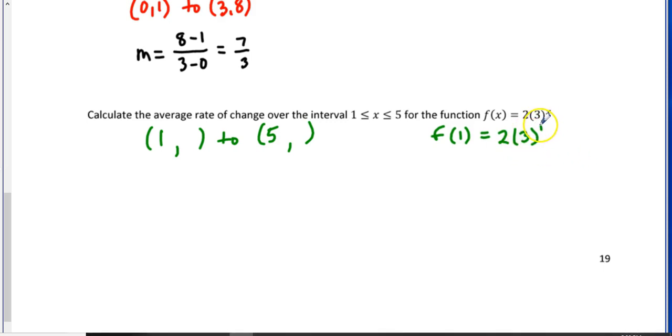Okay, that's not hard. 3 to the 1 is 3, times 2 is 6. That tells me the y value when x is 1 is 6. Now I need to find the y value when x is 5. Well, I don't know 3 to the 5th, so I can get out my calculator, find out that value, multiply it by 2. It turns out to be 486. All right, that's the y value over here. Turns out I need more space for it.